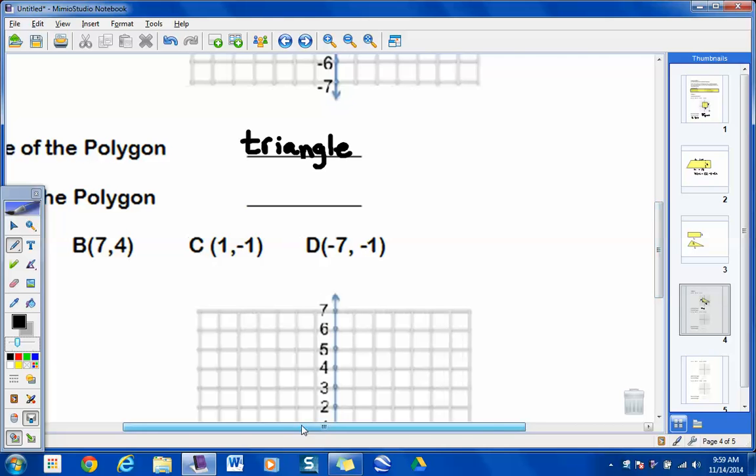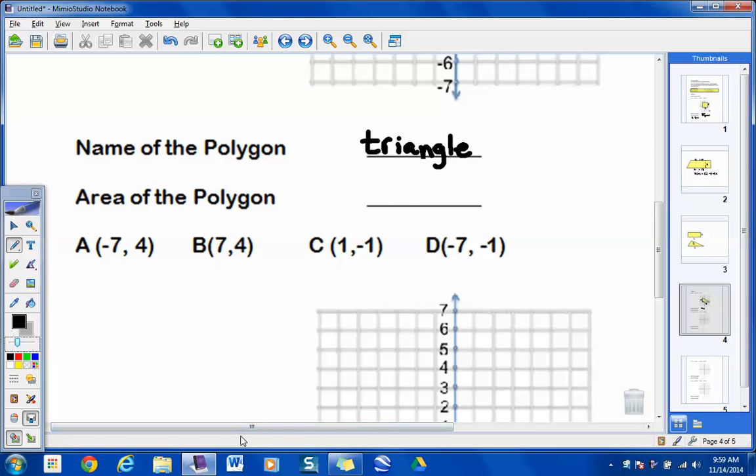Divide by 2. So for the area of this right here, I'm going to go 10 times 6 and divide that by 2 by area formula of a triangle, right? Okay. So what do you get? And I'm going to call this 30 what? 30 square units. Good. What do you guys think? So far, so good? Okay.